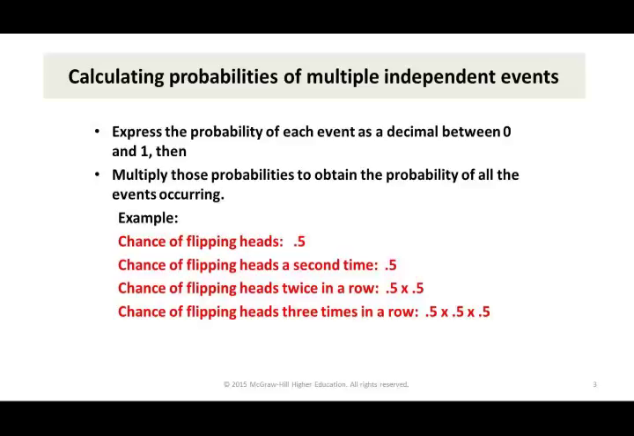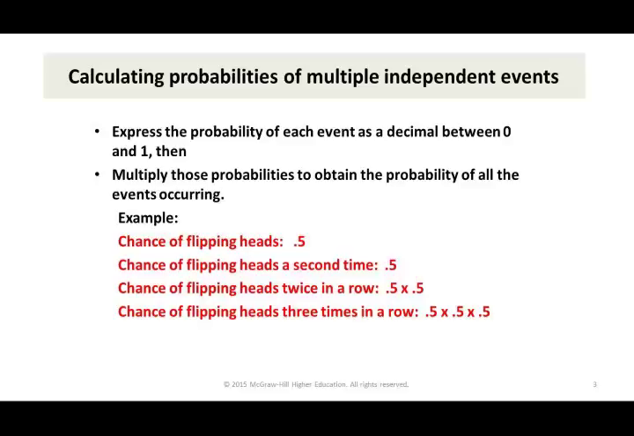So the probability of, let's get into this here. What we want to do is express the probability of each event as a decimal between 0 and 1. What we mean by that is, what are the odds that you'll get a 1 when you roll the dice? Well, it's 1 in 6, but rather than saying 1 in 6, we want to express that as a decimal. So we're going to divide 1 by 6 to get a decimal. That's going to be the probability.